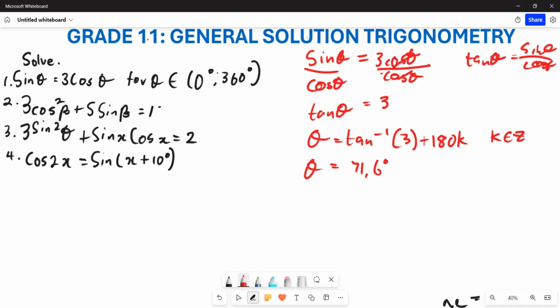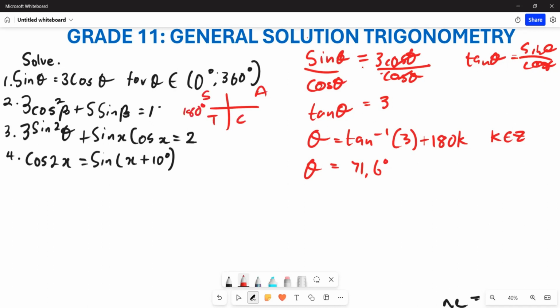Once again, that's the first one, 71 point something. Now, where are you also going to find your theta? Where is tan of theta also going to be positive? If you check, theta is positive in the first quadrant, and in our third quadrant. Remember this: all here, sine here, tan here, and cos here. So here it's 180 degrees.